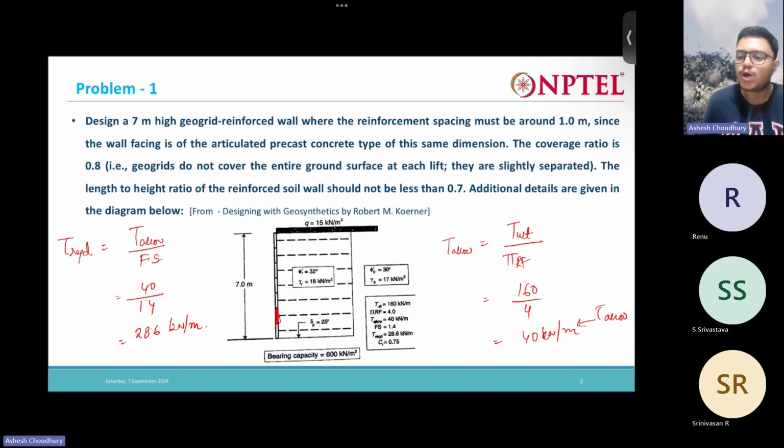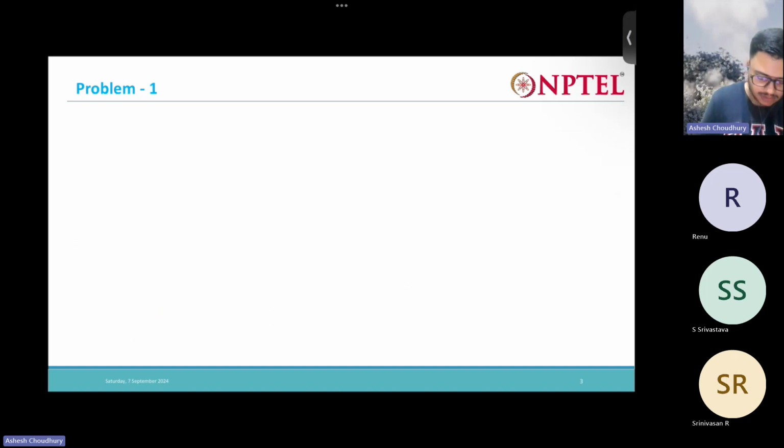Now, what were the steps that we followed in the previous session? What are the basic steps that we need to do to design any reinforced earth wall? It may be geosynthetic or geogrid, whatever, the basic concept always remains the same. We need to ensure that our system is externally stable, the overall stability, and also internally stable. The stability of the system needs to be checked.